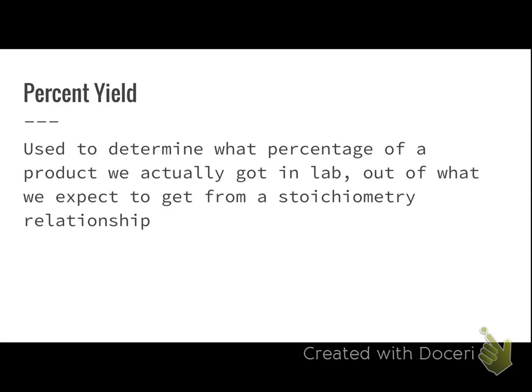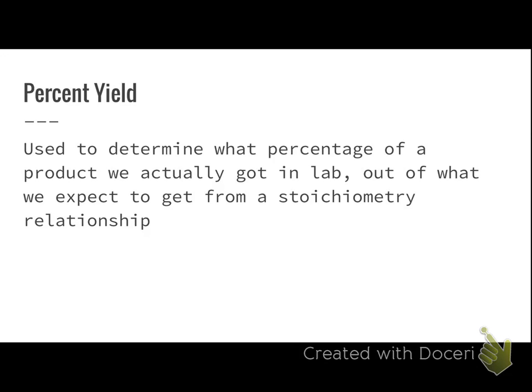So percent yield. We use the percent yield to determine what percentage of a product we actually got in lab out of what we expected to get from our stoichiometry relationship. So up until this point, especially when you were doing limiting, you saw or you could predict how much of certain products you would get. Now, when we go into lab, we don't always get exactly what we expect to get mathematically.